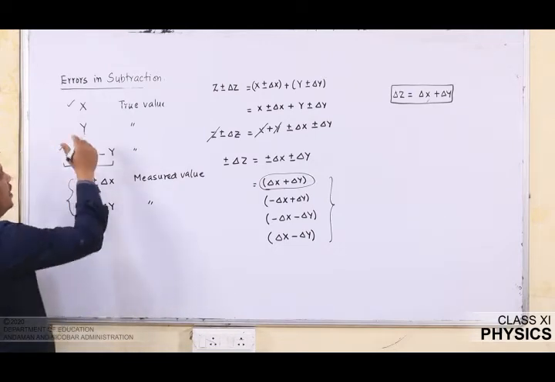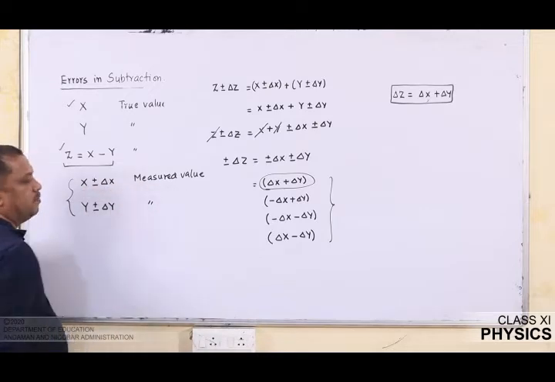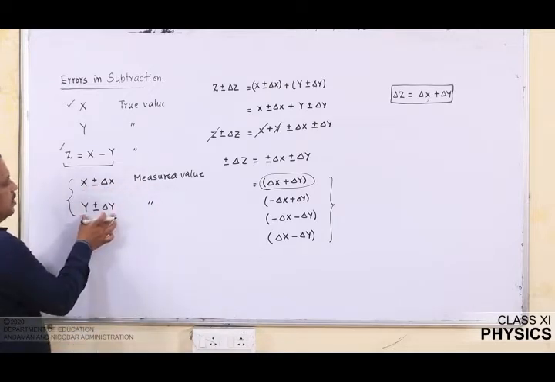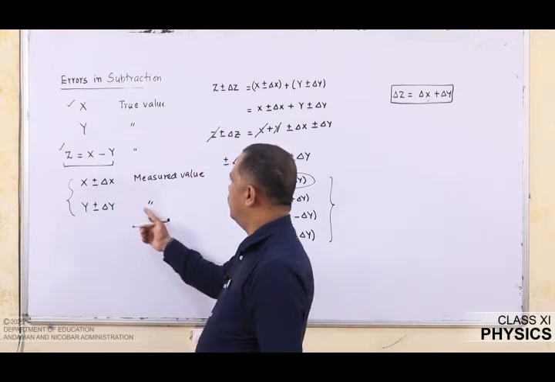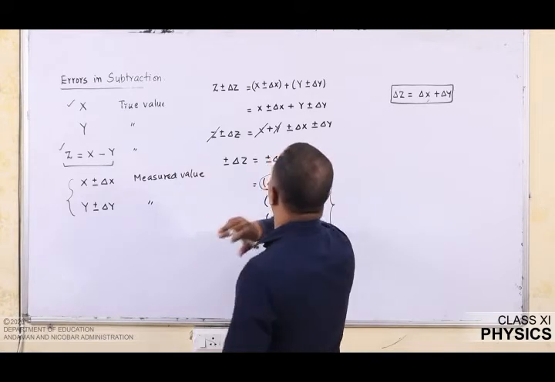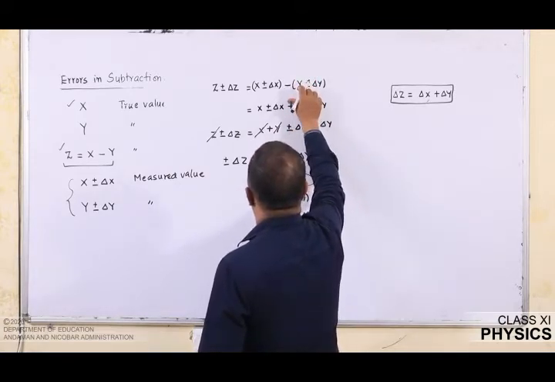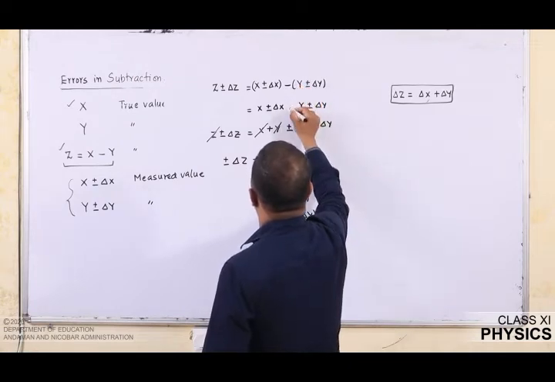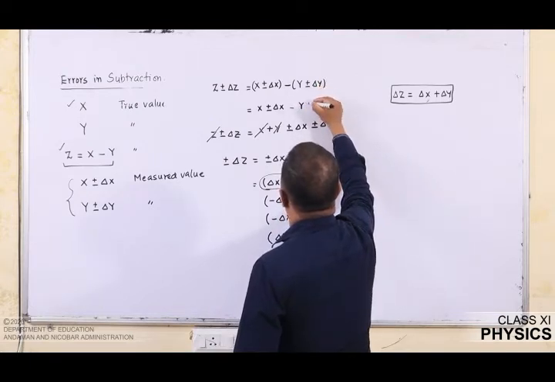In that case, when I asked the student to measure the physical quantity, he observed it as x plus or minus delta x, which is the measured value. Again he measured the other physical quantity y. He came out with the measured value as y plus or minus delta y, which is again observed. Now, he wants to subtract y from x. So, I am going to open the bracket. When I open, plus will become minus, and minus will become plus. So, I am going to write like this.